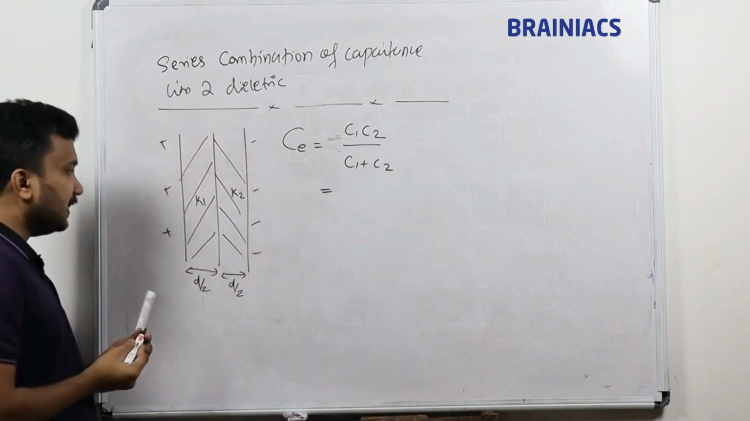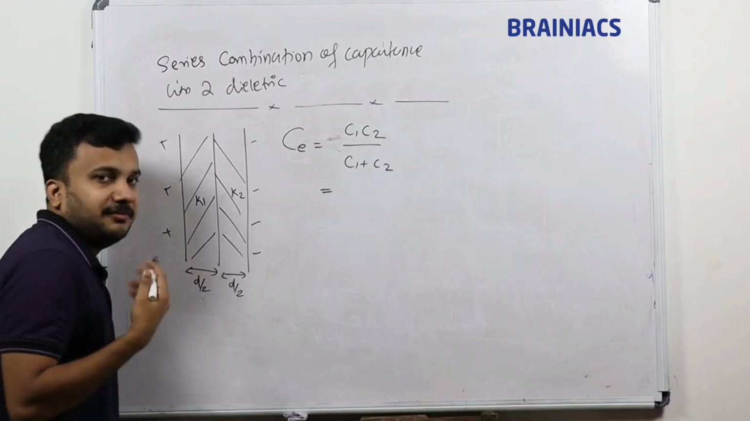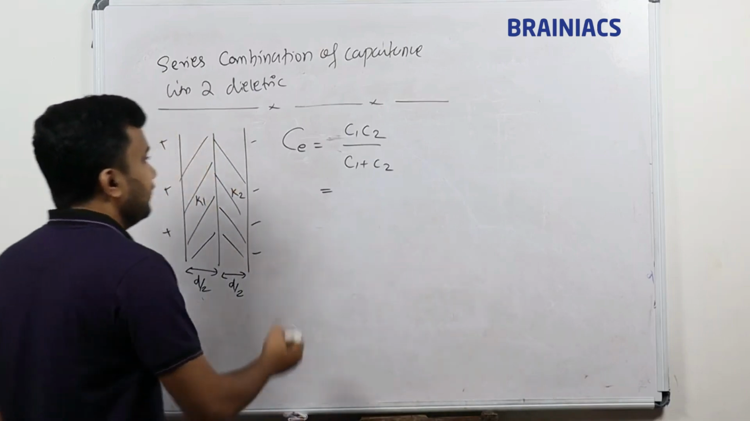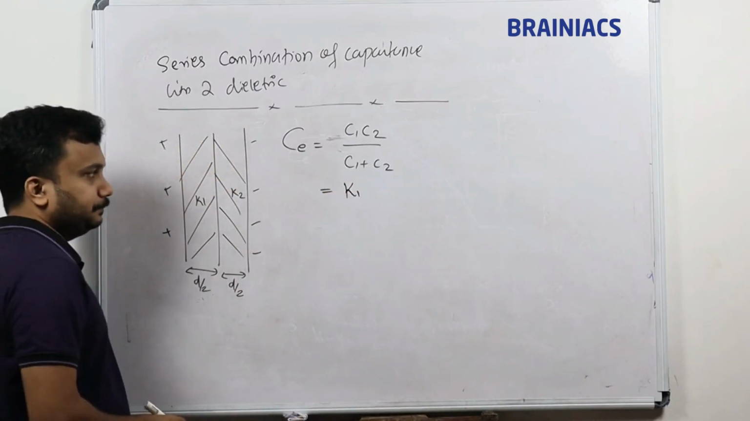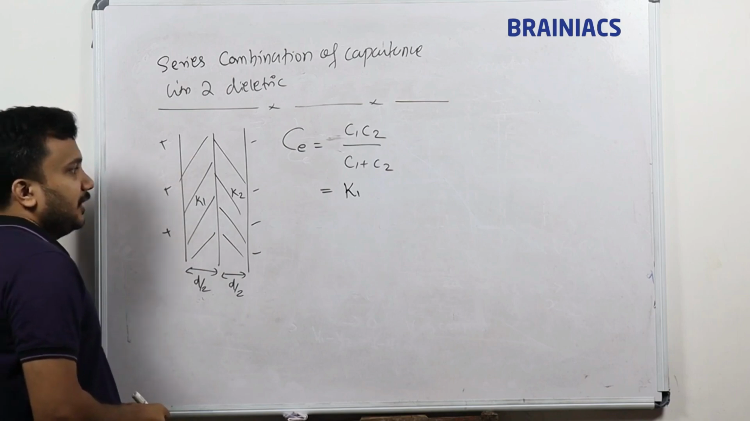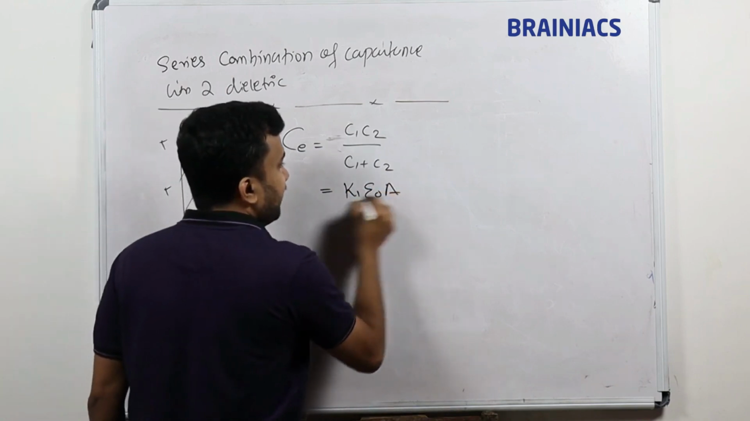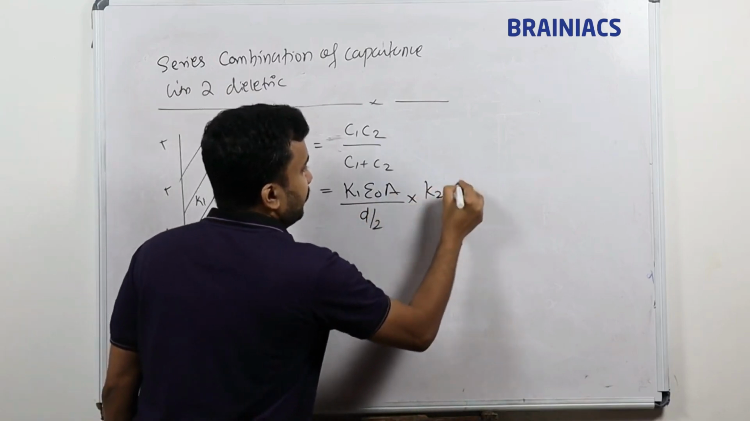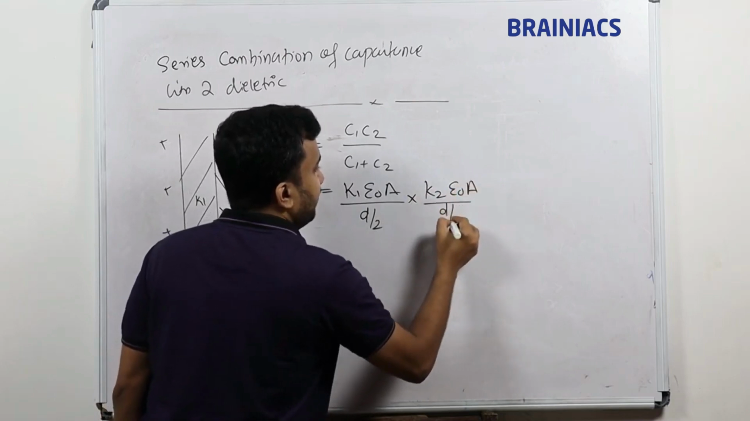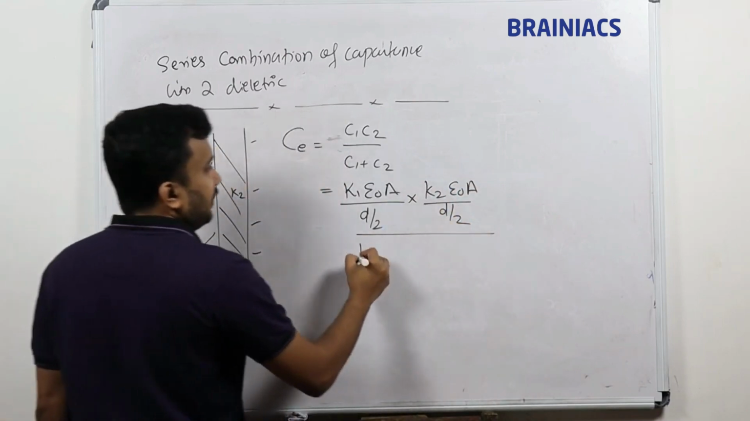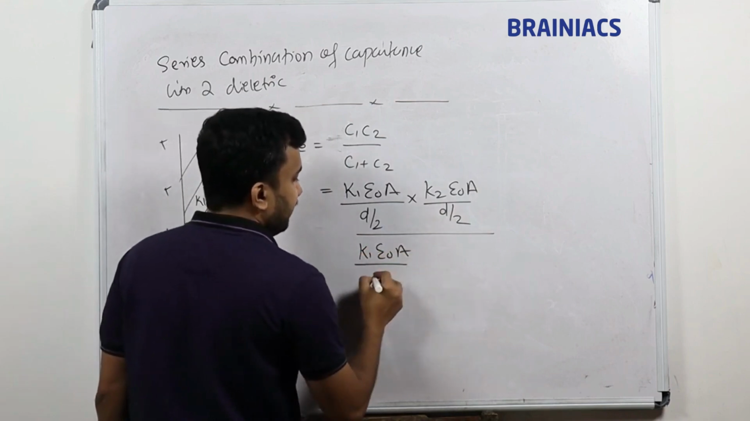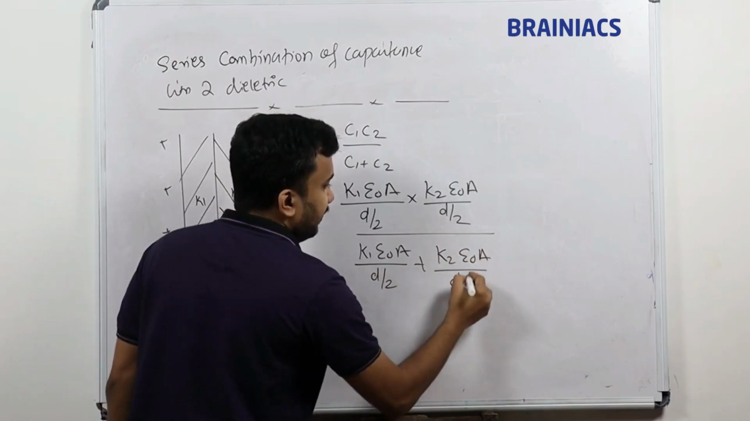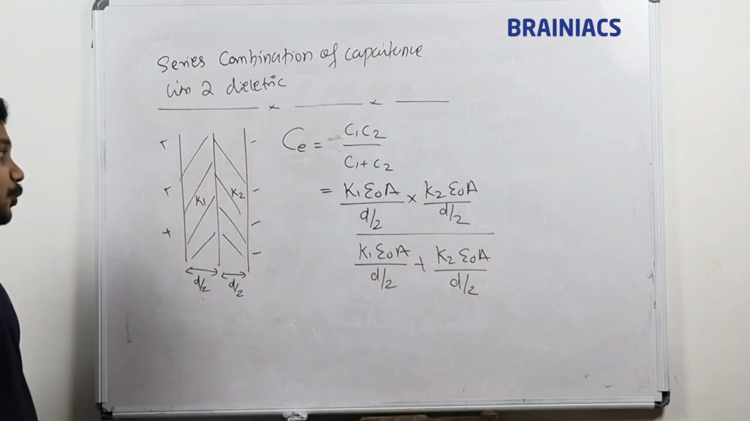What is C1? I told you whenever a dielectric is placed, the capacitance becomes that many times. So K1 into epsilon A divided by the distance. What is the distance for this one? D by 2. So C1 C2 is K1 epsilon A by D by 2 into K2 epsilon A by D by 2, whole divided by K1 epsilon A by D by 2 plus K2 epsilon A by D by 2. We have to simplify this.